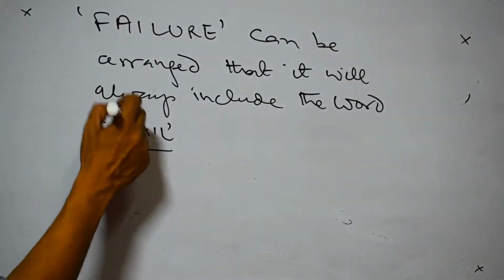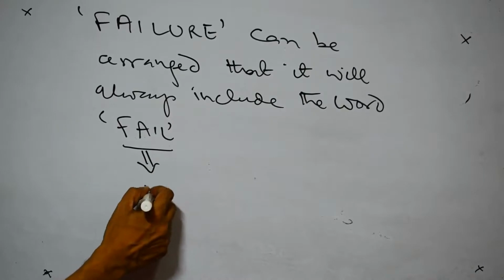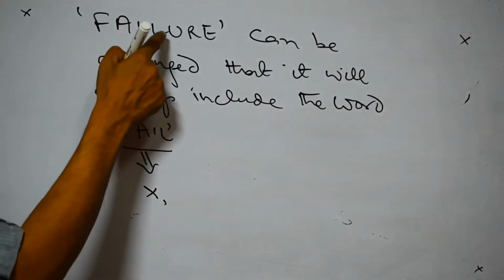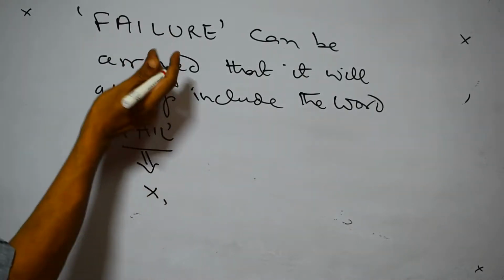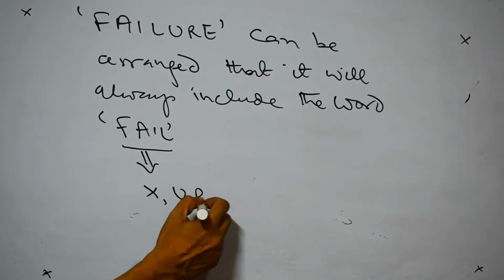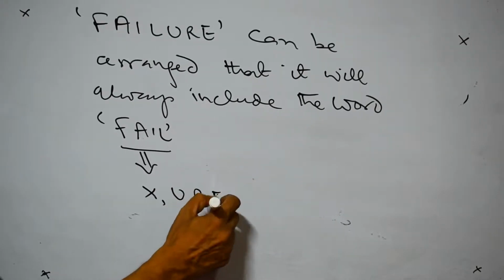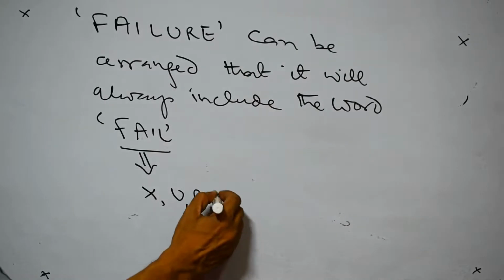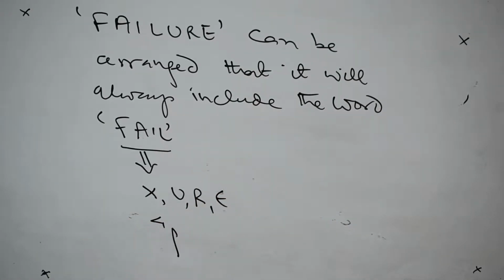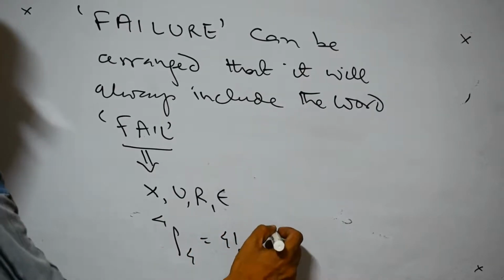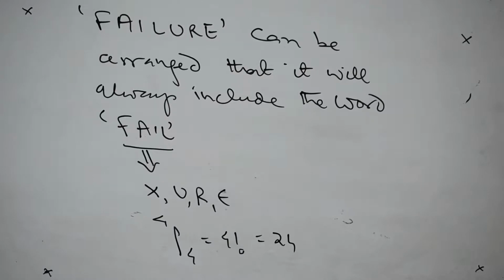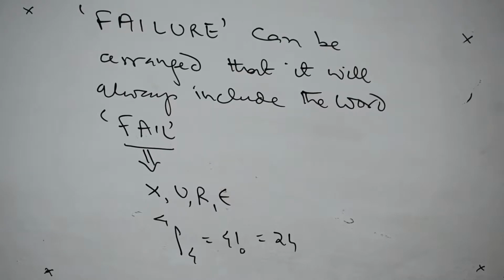We are considering this portion as a single letter, let it be X. Other than this portion F-A-I-L, fail, if you separate it, you get 3 more letters present in the word failure. So our total possible letters are 4, and we are taking all 4 letters, so it will be 4P4, that is factorial 4, and the answer is 24. So failure can be arranged in such a way that it includes the word fail in 24 ways.